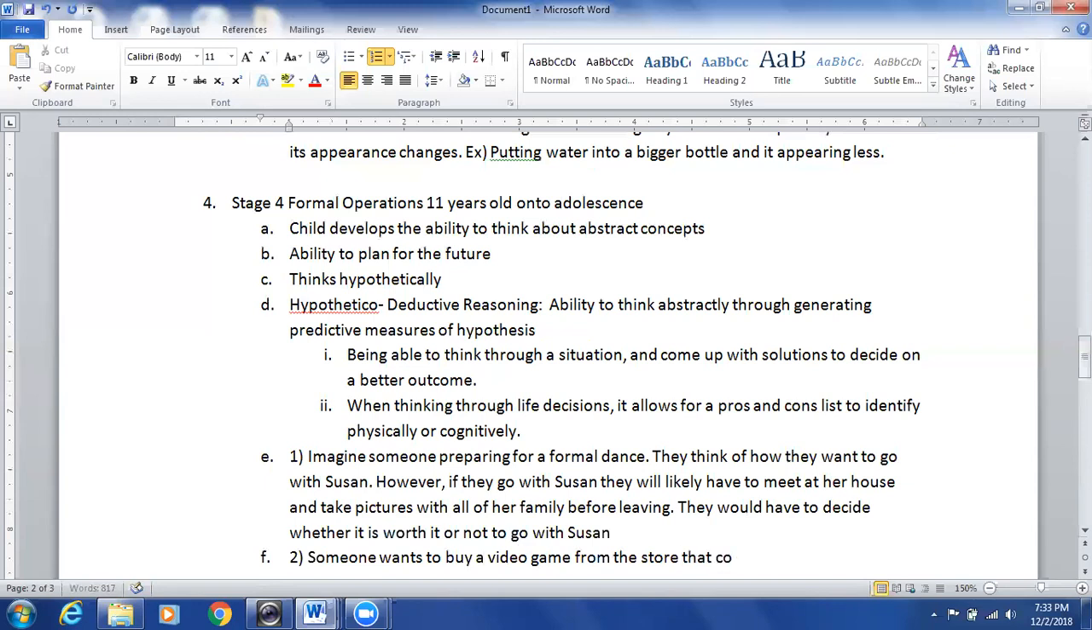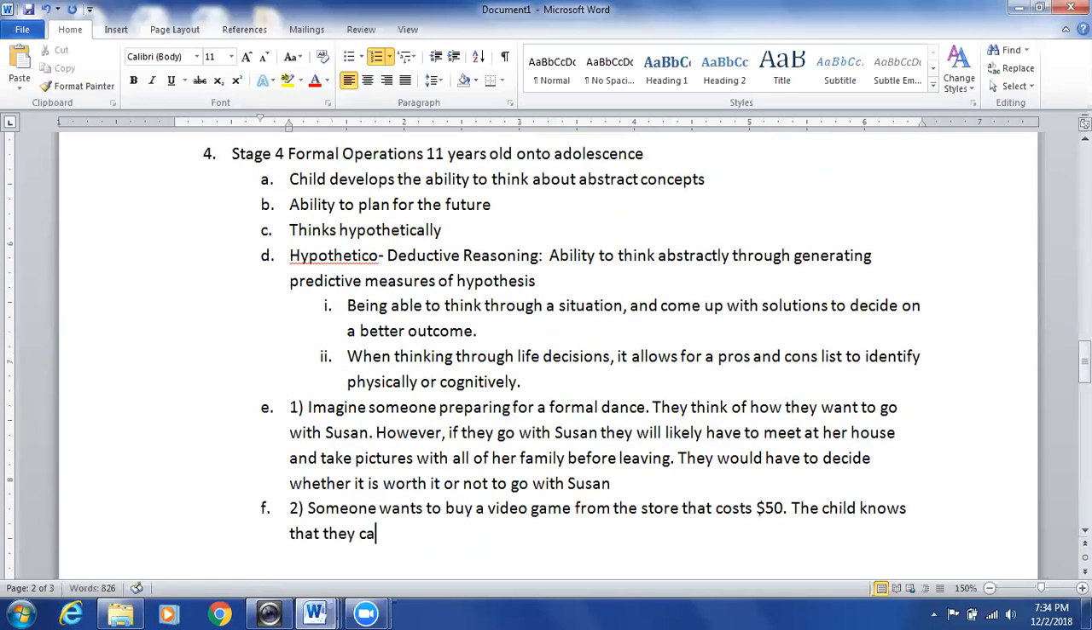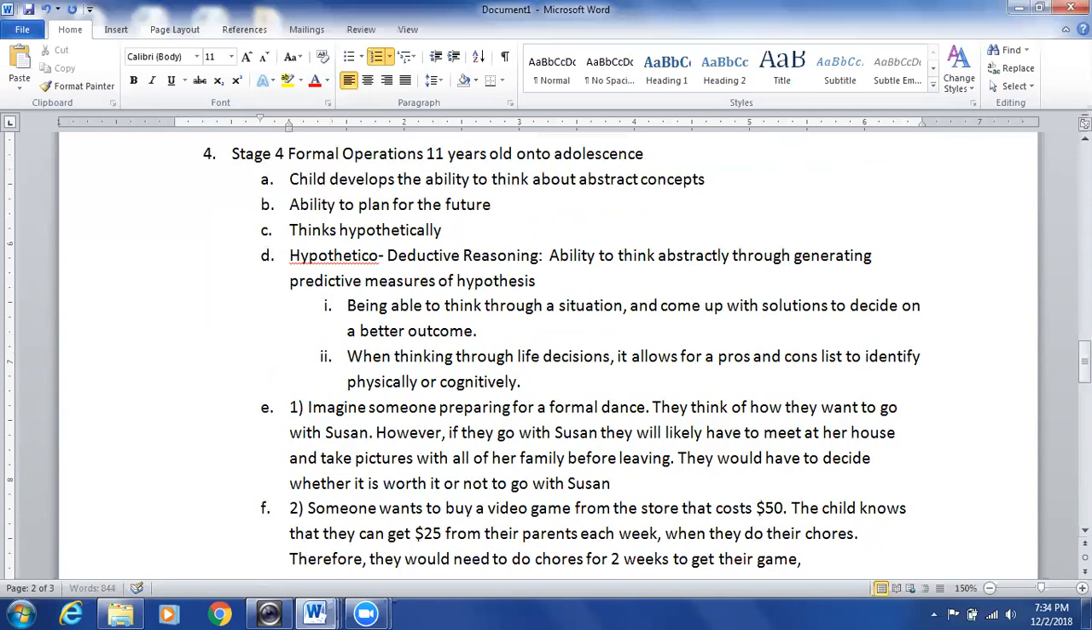That cost $50. The child knows that they can get $25 from their parents each week when they do their chores. Therefore, they would need to do chores for 2 weeks to get their game. So then they have to decide, is doing my chores worth getting this game or not?